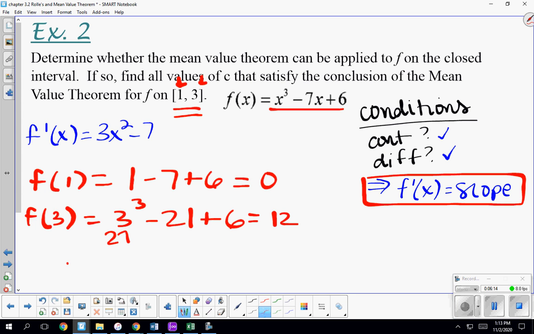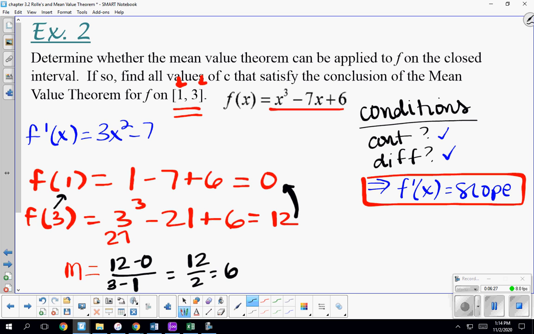And so now we're just going to take our slope. Our slope is going to be the change in the y values, so I'm going to say 12 minus 0 all over the change in the x values, which is 3 minus 1, or 12 over 2, which is 6. The theorem says we're going to take our derivative and set it equal to our slope. So our derivative is up here, 3x squared minus 7, and I'm going to set that equal to positive 6.